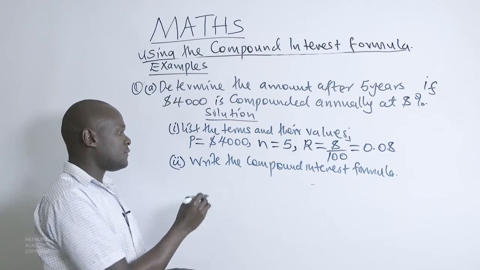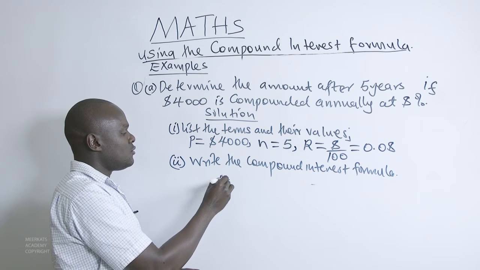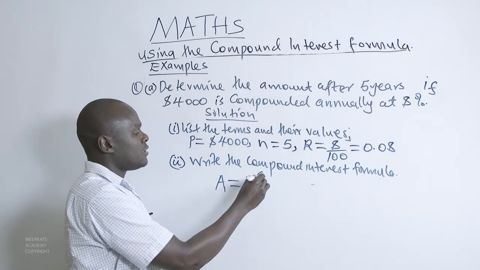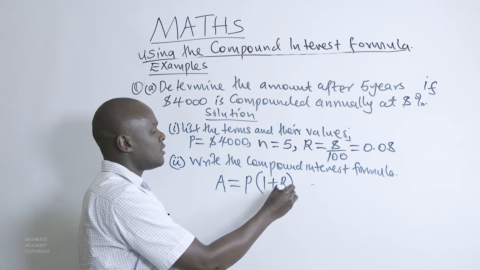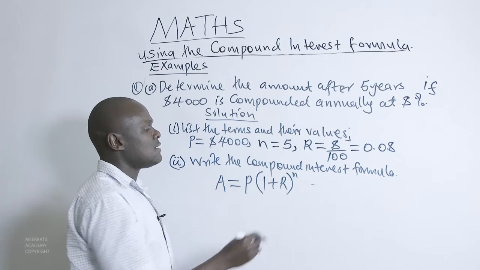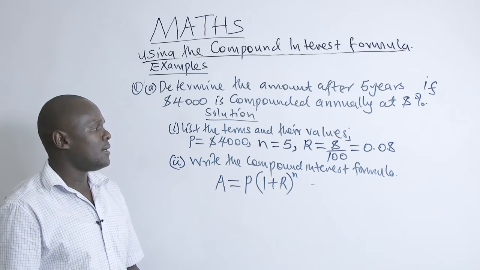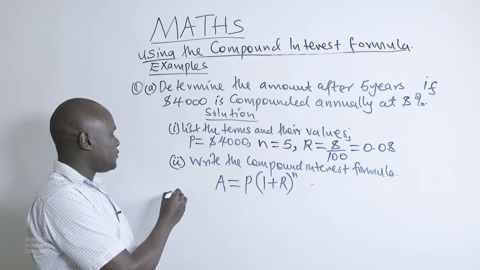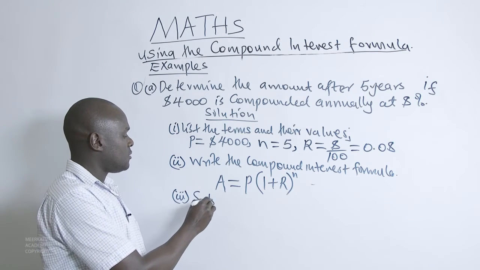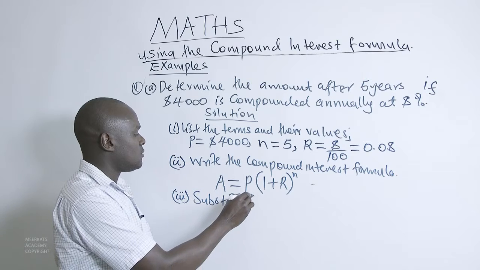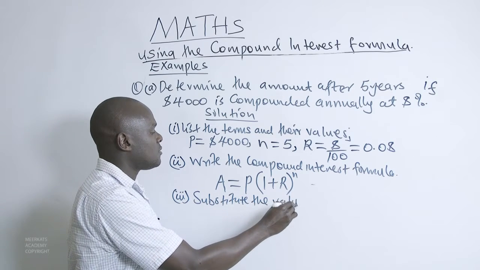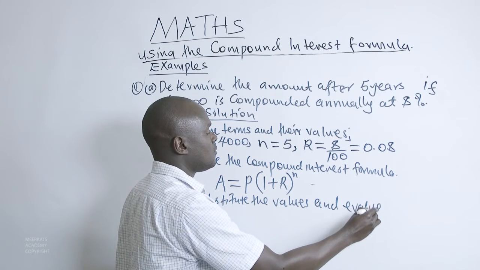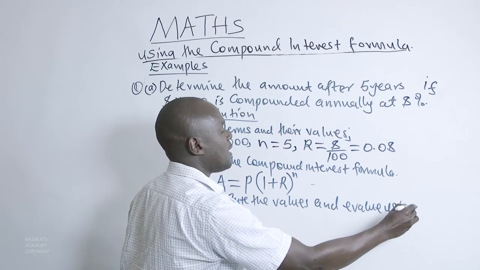We write the compound interest formula, which we have said the total amount at the end of the period should be equal to the product of the principal, open the bracket, 1 plus the rate, close the bracket, raised to power n, where n denotes the number of periods. Having done this, the last thing we are supposed to do is to substitute the values and evaluate using a calculator.